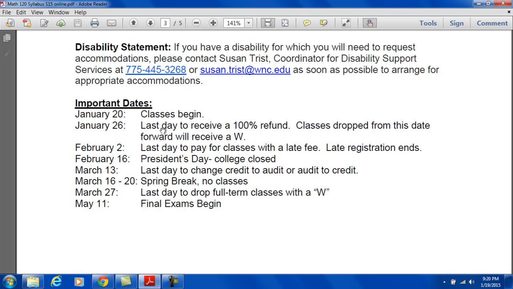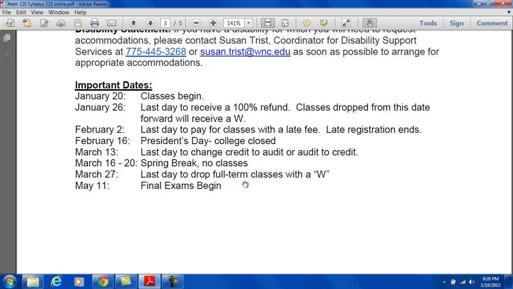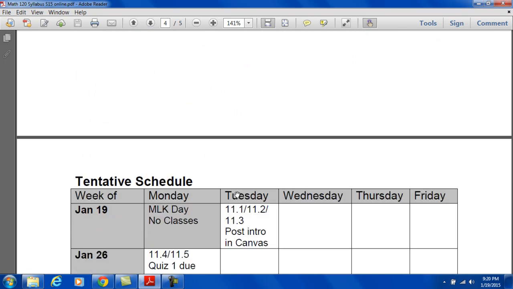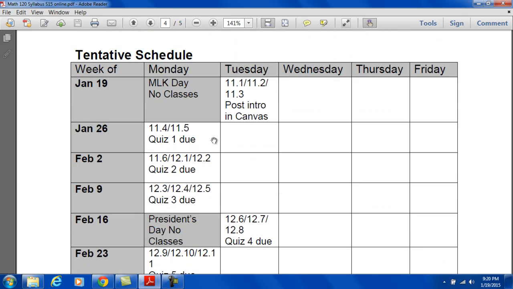Some important dates for the class: today's the 19th, but the class begins on January 20th. And we get a spring break. Yay. Okay, and here's our tentative schedule. So try to keep to the schedule. I mean, it's going to follow with the quizzes. So like Tuesday, which is tomorrow. I don't know, could be the day if you're watching it tomorrow.